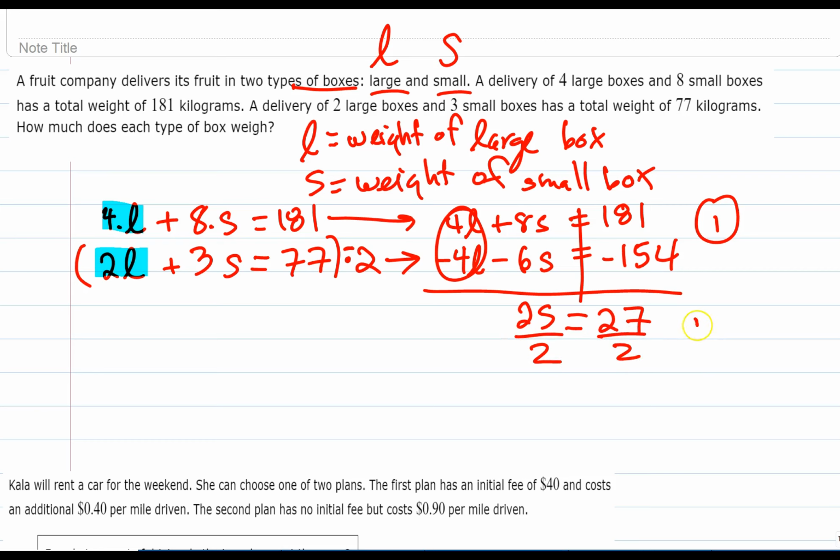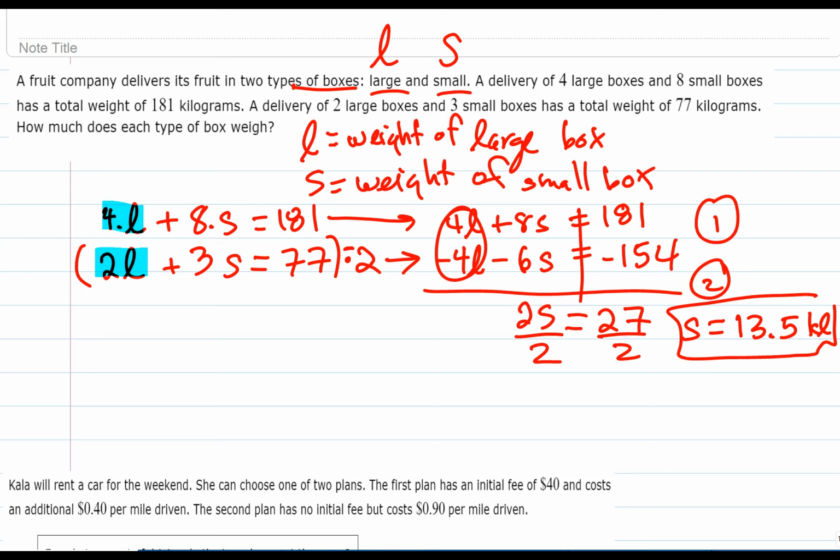So we now know that every small box is equal to 13.5 kilograms. That's all step 2. That's actually, and I told you guys before, about 80% of the work. It's so tempting just to stop there, though.